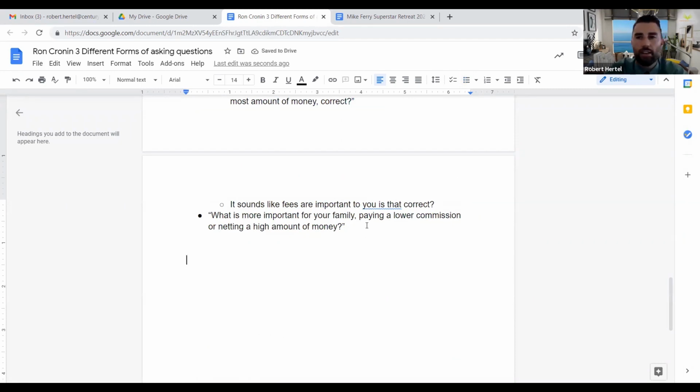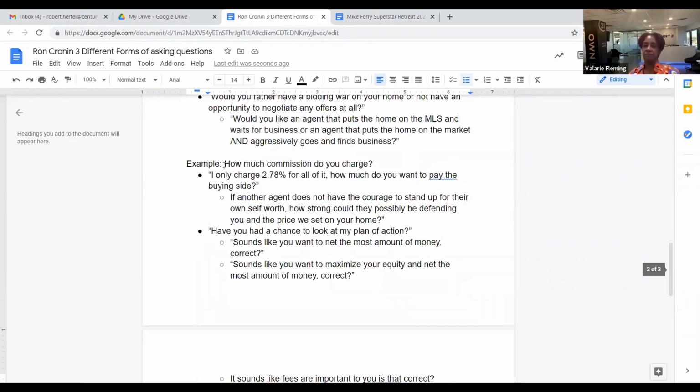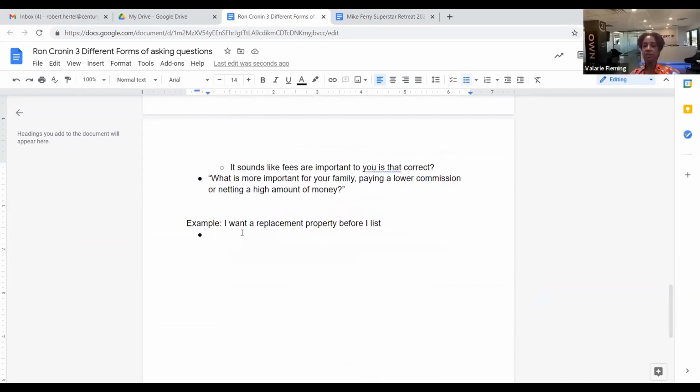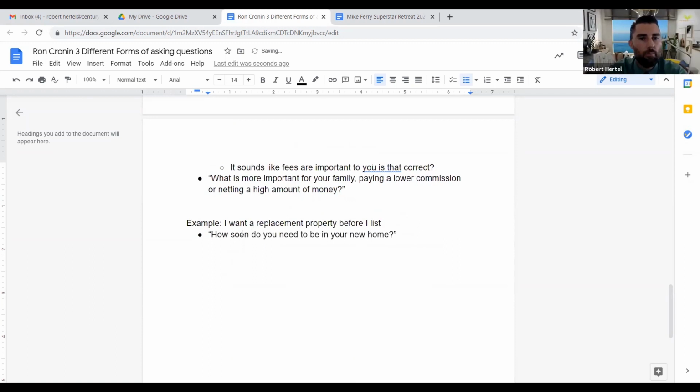So give me another objection statement a buyer or seller might give to you. How about they don't want to list their home yet until they find a home to purchase? Okay, so I want to find a replacement property before I list. What are some examples? I'm going to help you with one. How soon do you need to be in your new home? That's an open-ended question to find out more about their motivation.